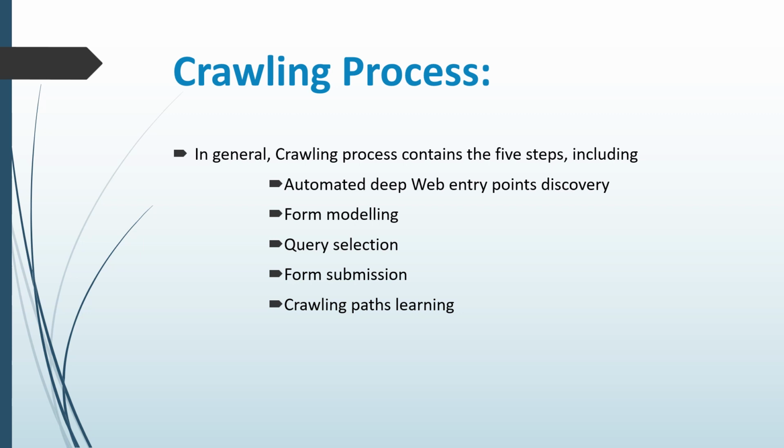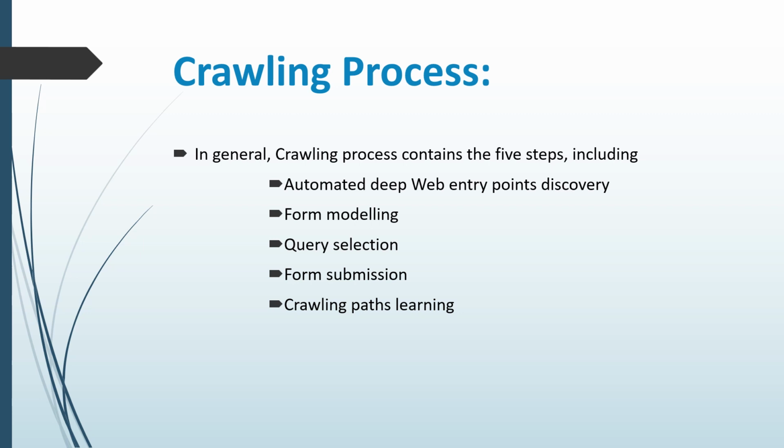Generally speaking, the web crawling process contains 5 steps, which includes automated deep web entry points. This is nothing but discovering, locating, and estimating the deep web data sources. The next step is form modeling. It understands the HTML forms of each data source. The next step is query selection. This is nothing but selecting the appropriate queries.